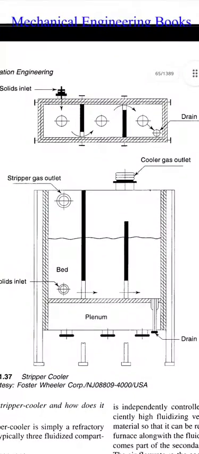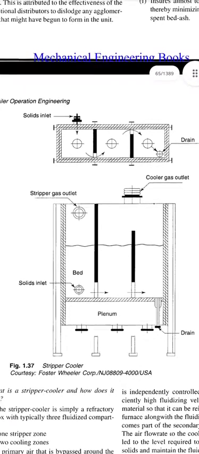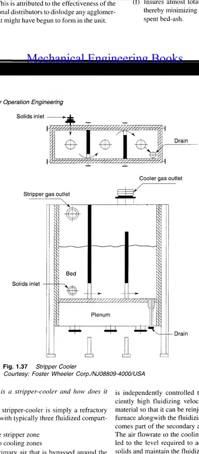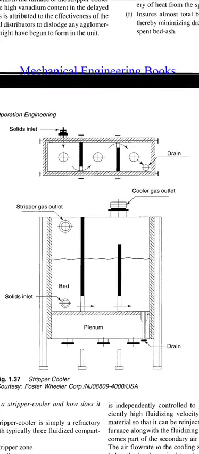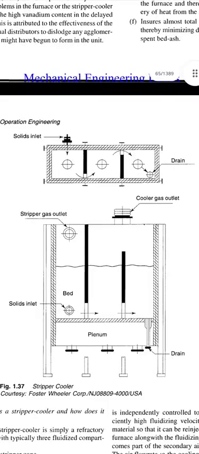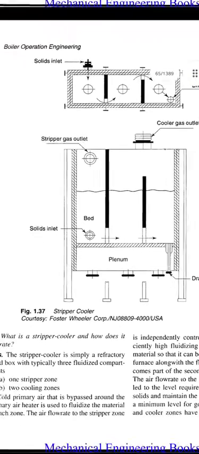We can see the diagram of the stripper cooler, courtesy Foster Wheeler Corporation, New Jersey, USA. In the side view diagram, we can see the stripper gas outlet at the left side top, and the solid inlet, plenum and drain at the bottom of the diagram. The cooler gas outlet is at the top of the diagram. In the top view, we can see the solid inlet on the side. We can see the three compartments and the drain in the right side corner of the compartment.